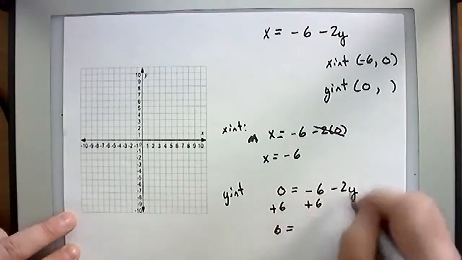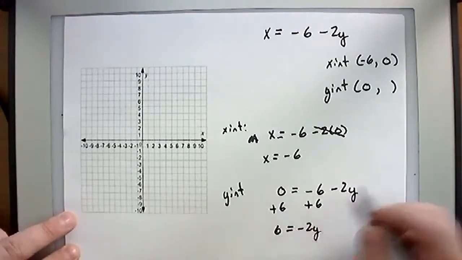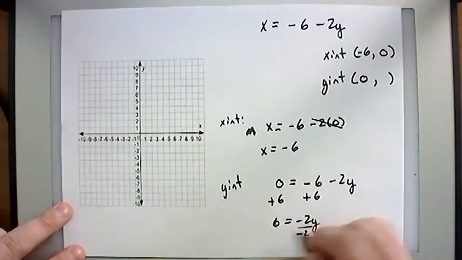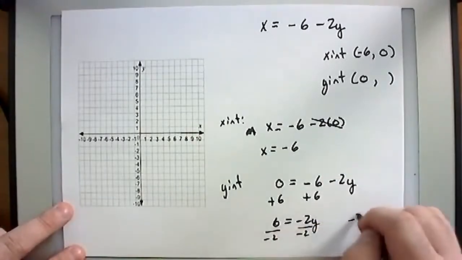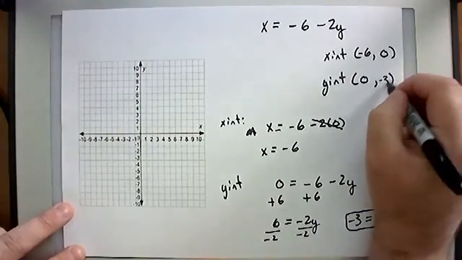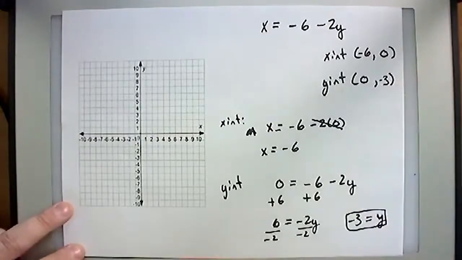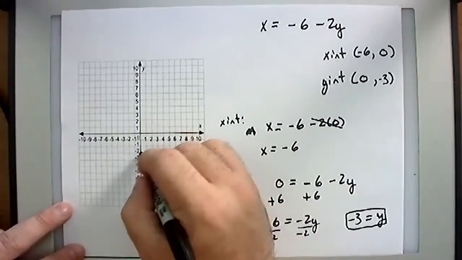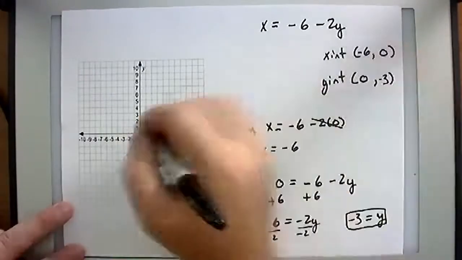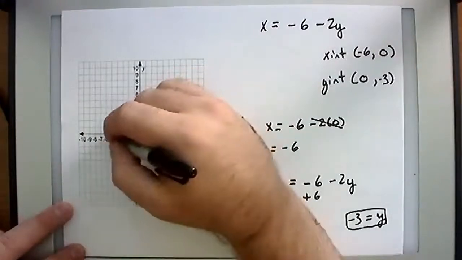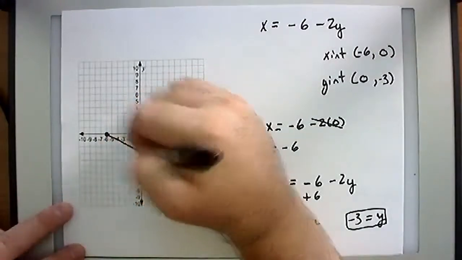So we have 6 equals -2y. Don't drop the negative off. And then how do you solve for the y? You divide by -2. So -3 equals y. And that's the missing value for our y-intercept. So again, once you find the values, you're pretty much done. Y-intercept is -3: 1, 2, 3. X-intercept is -6: -1, 2, 3, 4, 5, 6. And there is your line.